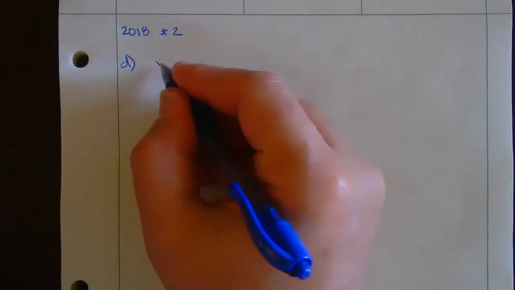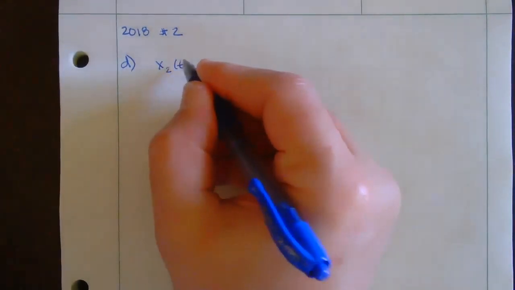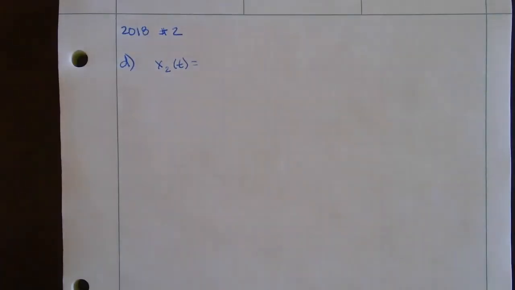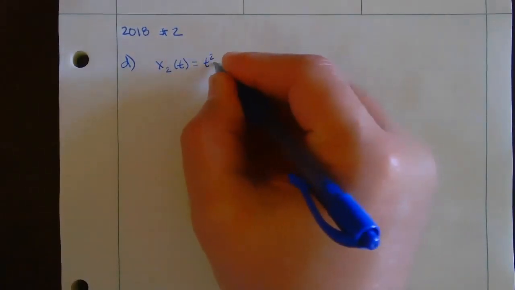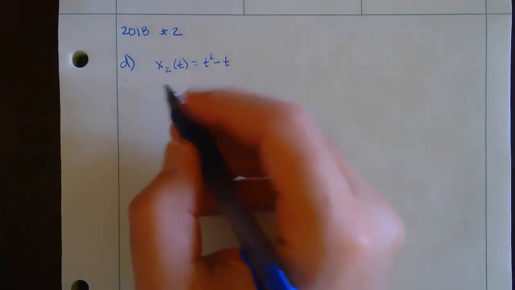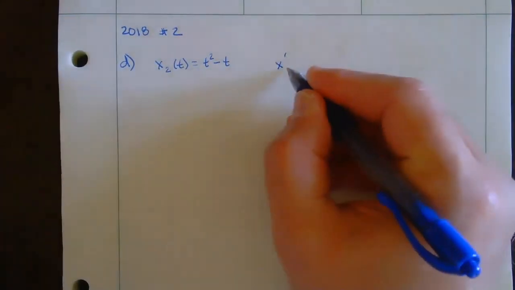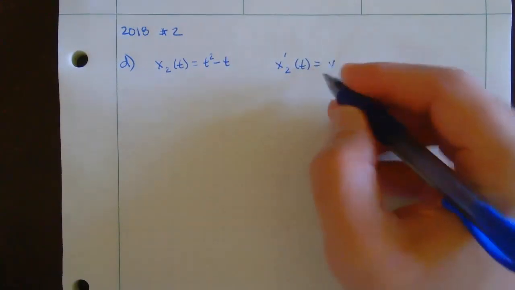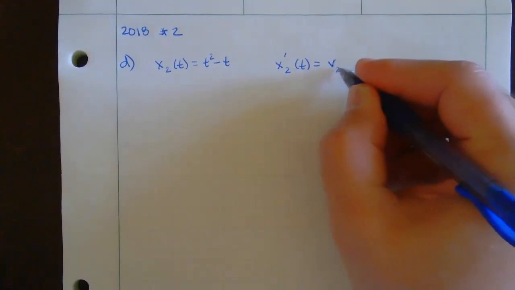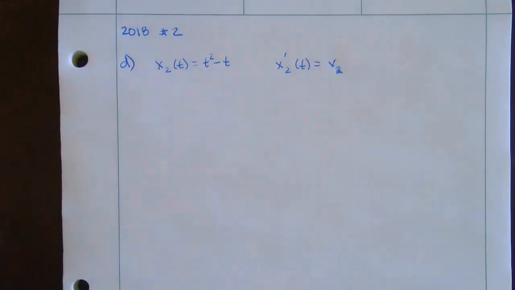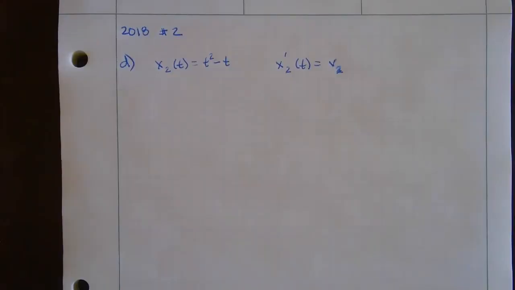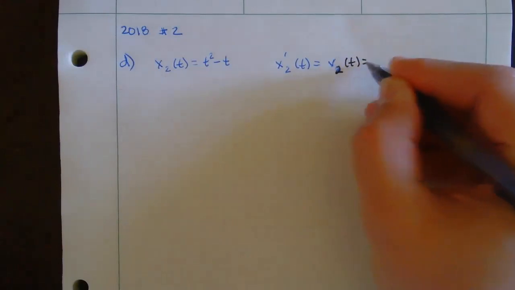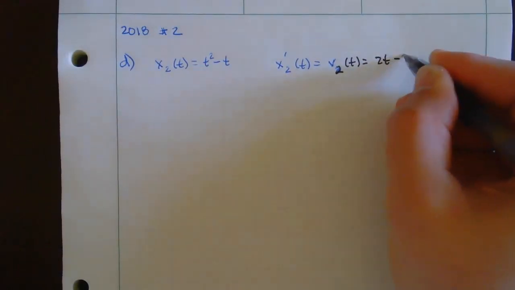Okay, so I know that x sub 2 of t, from what I read, was t squared minus t. So that would mean x prime sub 2 of t, which is also equivalent to v sub 2 of t, would be equal to 2t minus 1.